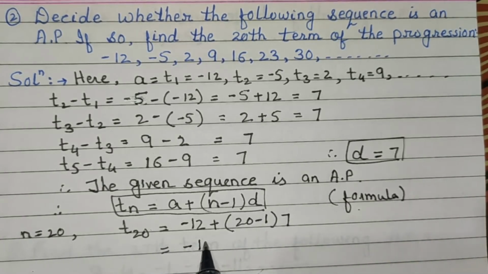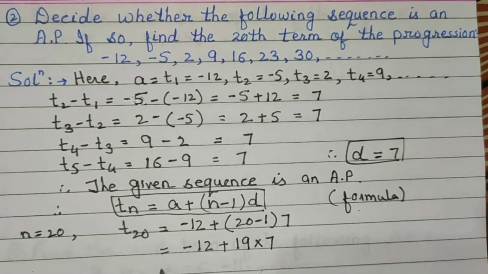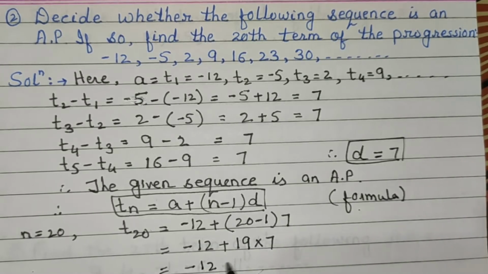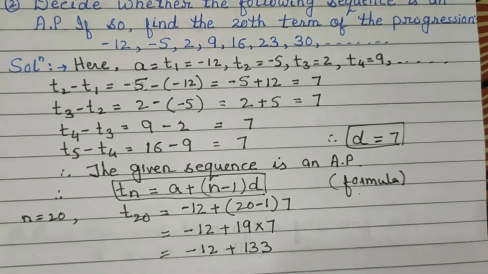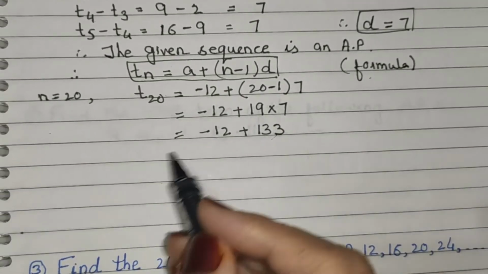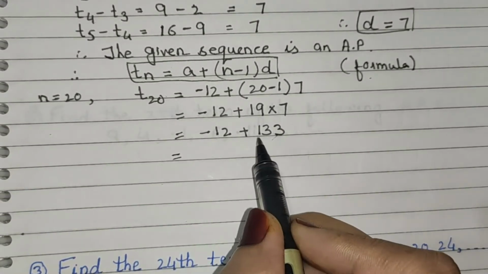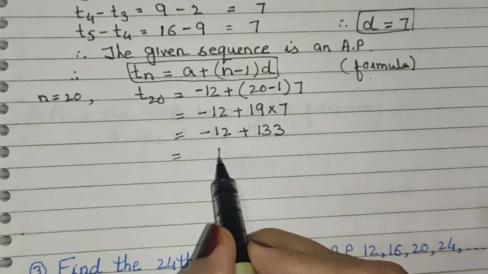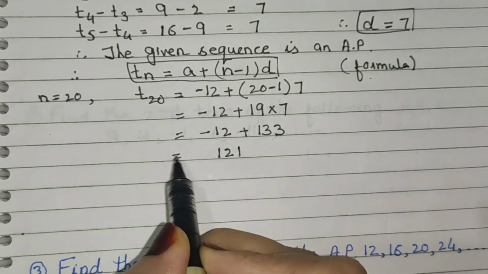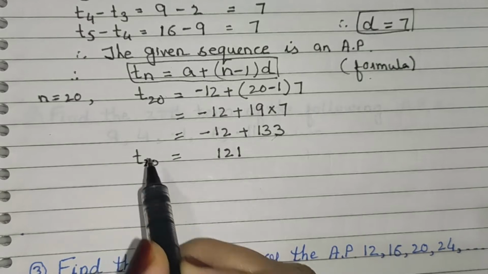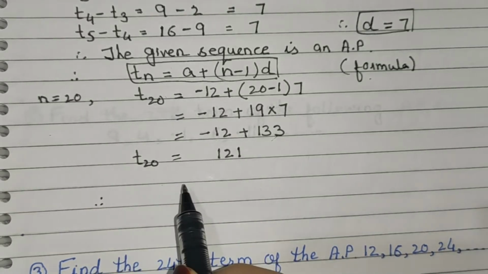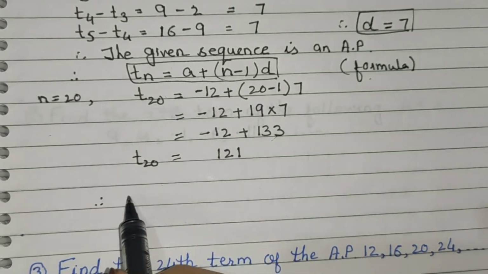Solve it. Minus 12 plus 20 minus 1, we get 19 into 7. Therefore minus 12 plus 19 into 7, we get 133. Now minus 12 plus 133, we get 121. It is the value of t20. Therefore, write down the answer. The given sequence is an AP.